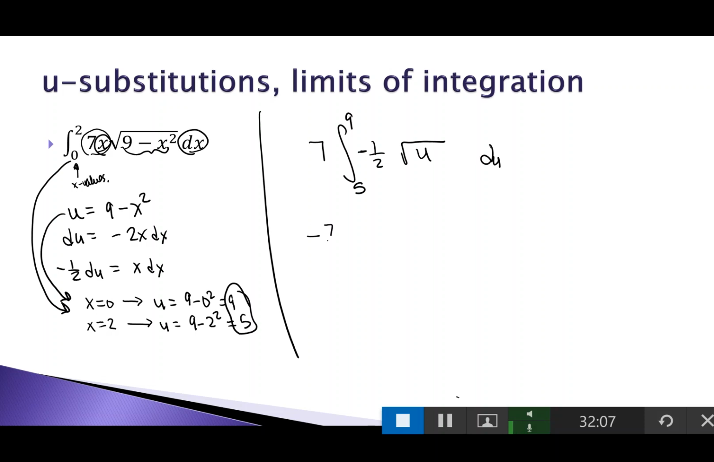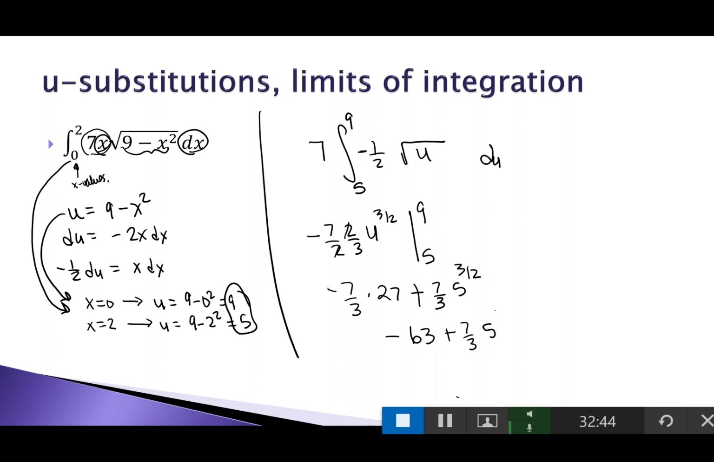When I integrate, I've got a negative 7/2. The u becomes a u to the 3/2 times 2/3, evaluated from 5 to 9. Negative 7/3 times 27, minus a negative 7/3 times 5 to the 3/2. So it looks like a negative, 27 over 3 is 9, negative 63 plus 7/3 times 5 to the 3/2, and that's about the best I can do without a calculator.